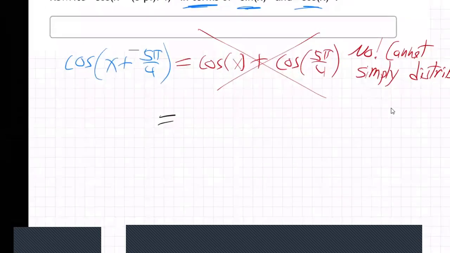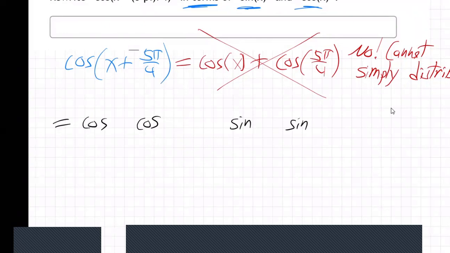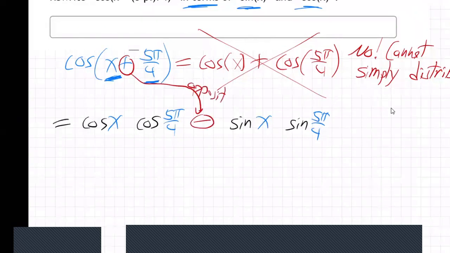So what do we got to do? In fact, let me just move this equal sign down here. We've got to say it's cosine, cosine, and it's sine, sine. And you got to go first inside, you got to keep the right order. So x and 5 pi over 4 and x and 5 pi over 4. And then the sign in the middle right here, it's got to be opposite. Remember, because cosine is not our friend. He's the opposite. Opposite sign in the middle.